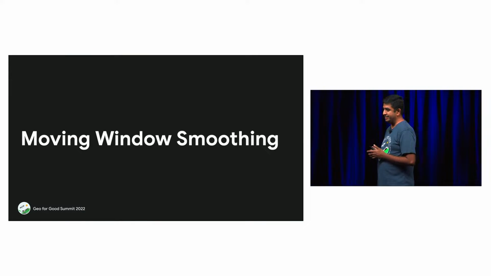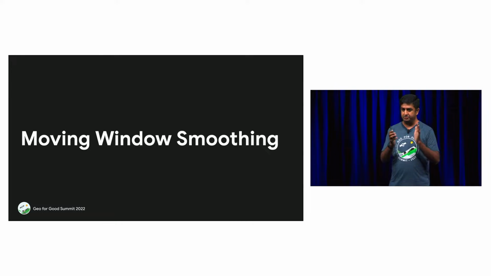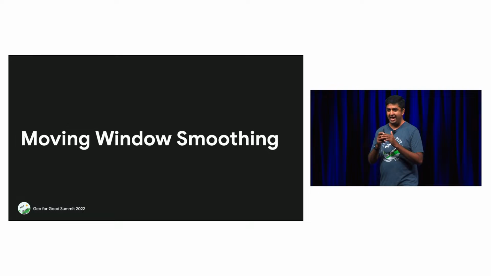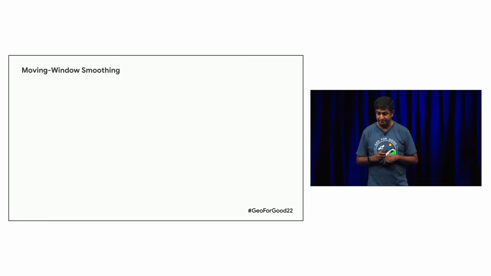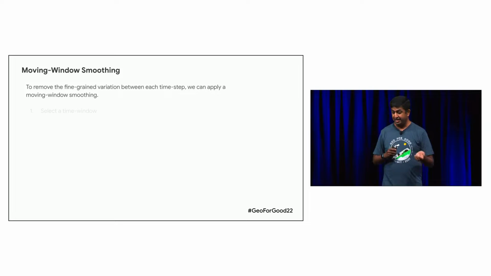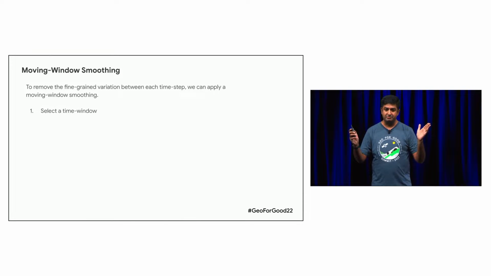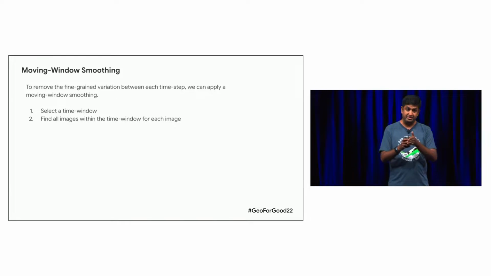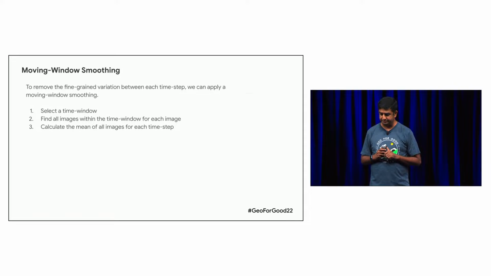The first technique I'm going to show is the moving window smoothing. It's a simple technique where you take a time window, compute the average within the time window, and replace the value with that average. This allows you to remove these fine-grained variations at each step. Where you select the time window, in this case, we'll take all observations within a 15-day period, and for that particular observation, we'll replace it with the average of the 15 days before and 15 days after. And that allows us to get a smooth time series.